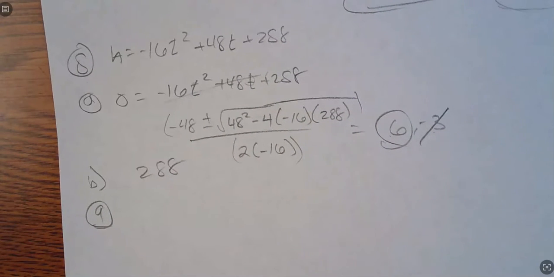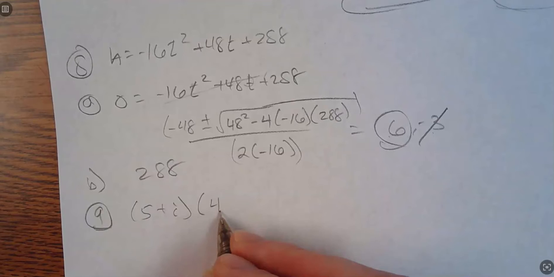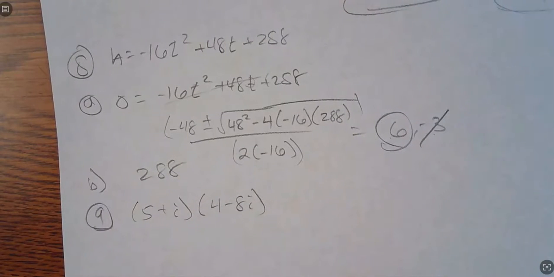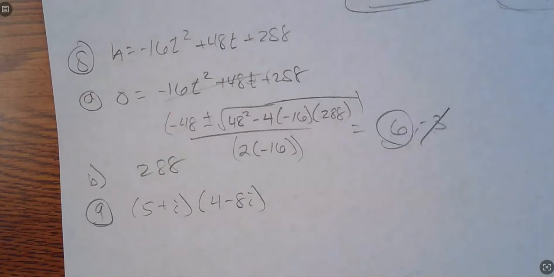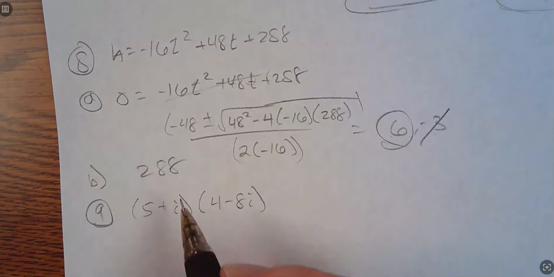Number 9, I've got simplify the expression. So I got 5 plus i times 4 minus 8i. And this one, it's a multiplication. You're not adding, not subtracting. It's multiplication. So we can FOIL it out.